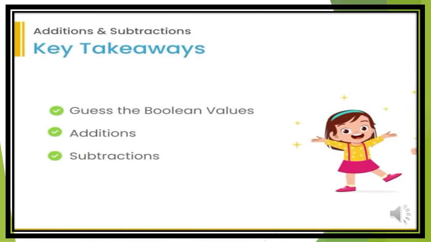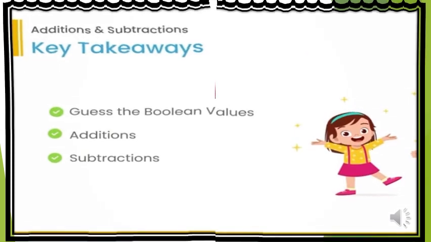In today's session, what we have learnt is to guess the Boolean values. They have given two different statements, and a second statement which says whether the first statement is right or wrong. Finally we need to guess whether the Boolean value is true or false. And we have discussed additions and subtractions also, and we have learnt a new concept, that is grouping. 10 groups of 10 apples kept in one bag is one group of 100 apples. So we can represent big numbers using these types of grouping.